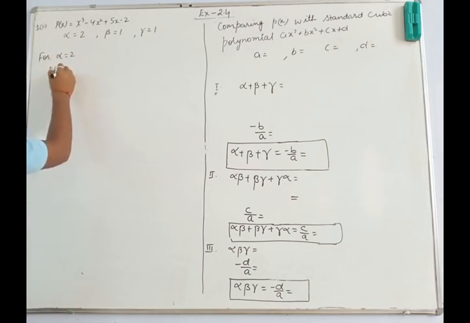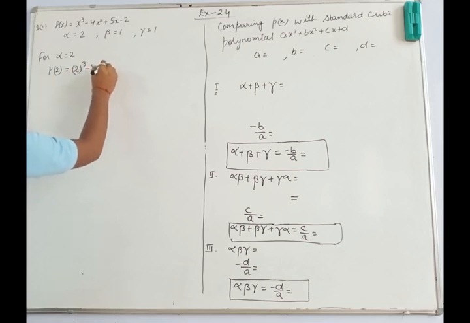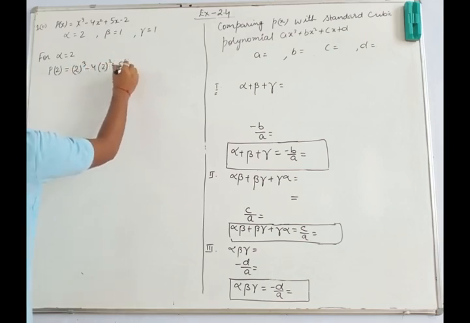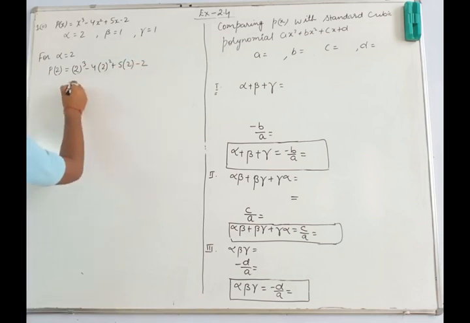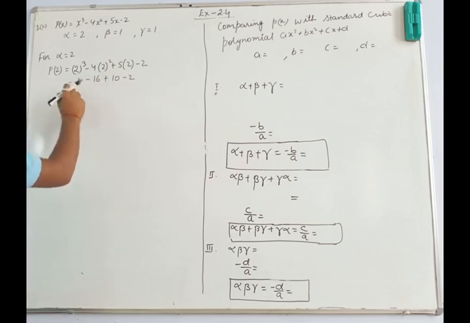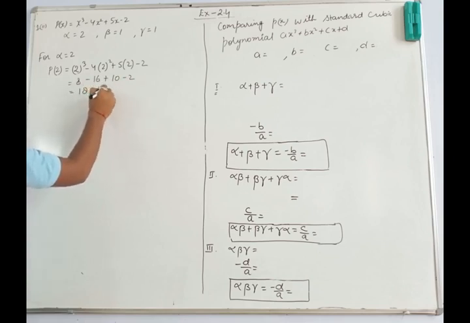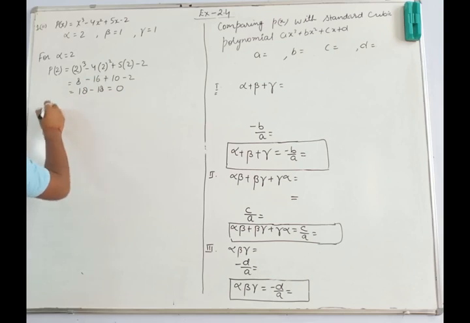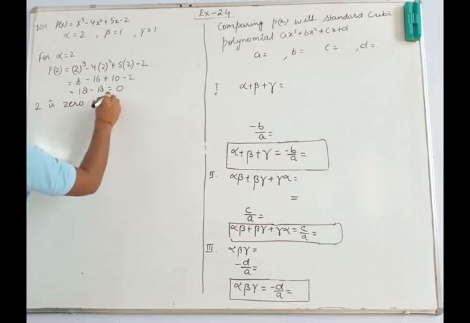So P(2) will give you 2 cube minus 4 into 2 square plus 5 into 2 minus 2. So 2 cube is 8, minus 4 into 4, that is 16, plus 5 into 2, that is 10, minus 2. So let's add them. 10 plus 8 will give you 18 positive, minus 16 minus 2 will give you 18 negative, so it will give you 0. So you can say 2 is a zero of P(x).